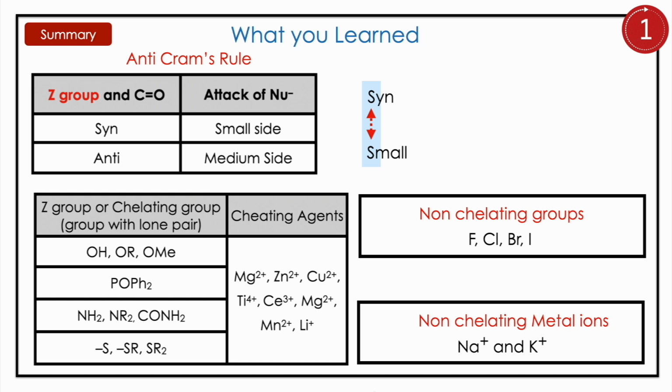For anti-Cram's rule, the chelating agents, that is metals, can be magnesium, zinc, copper, titanium, cerium, manganese and lithium. The non-chelating groups are important, which create the exceptions in the anti-Cram's rule. Non-chelating groups are fluorine, chlorine, bromine and iodine, that is, halogens. Non-chelating metal ions are sodium and potassium. These are all you should memorize to master the anti-Cram's rule.